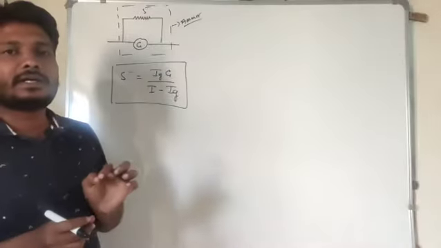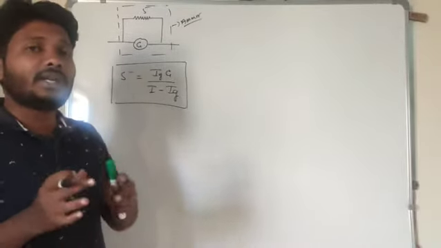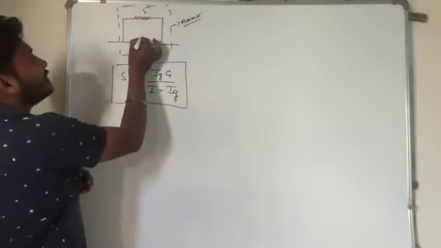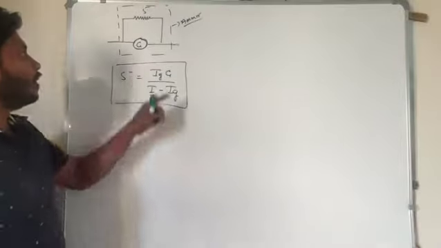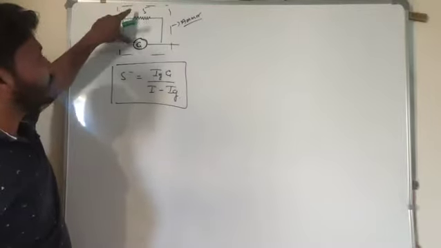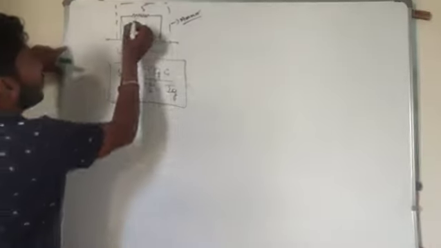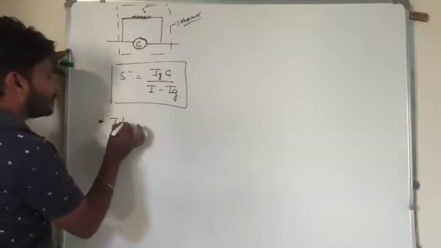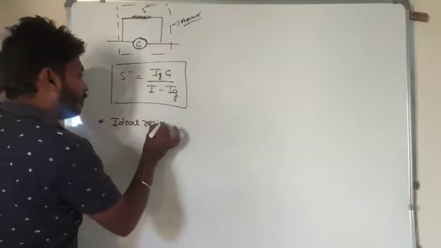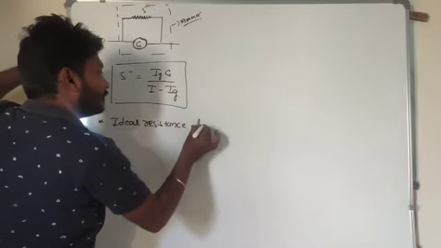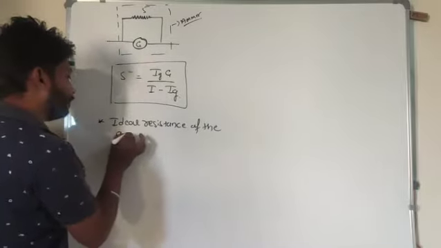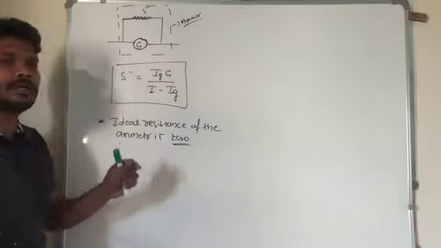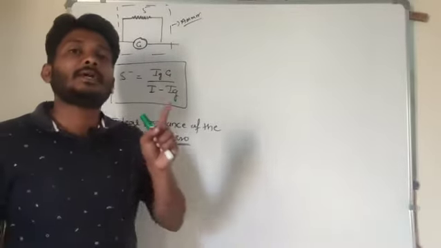Now here I can consider what is the ideal resistance of the ammeter. Ideal means practically it is not possible. So in order to make it an ammeter, what should be the ideal resistance of the ammeter? It means what should be the value of this low resistance wire. The ideal resistance of the ammeter should be 0.